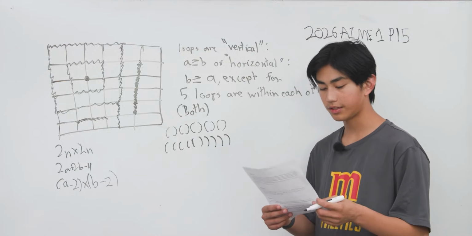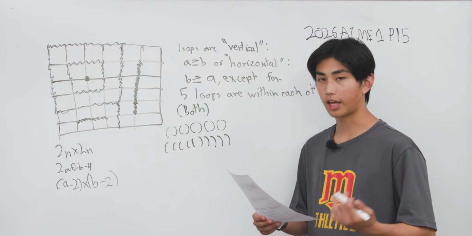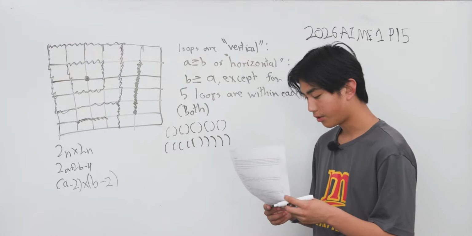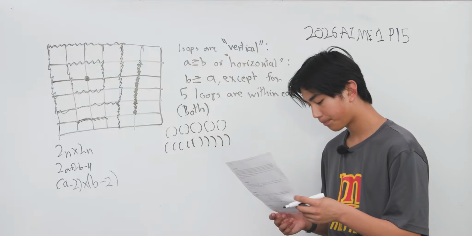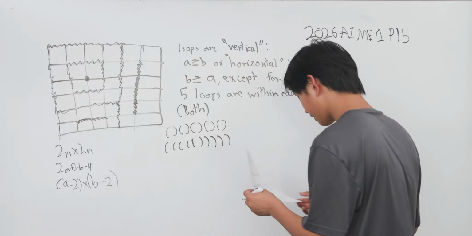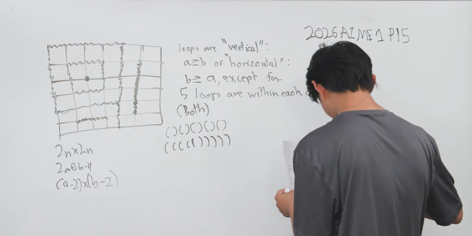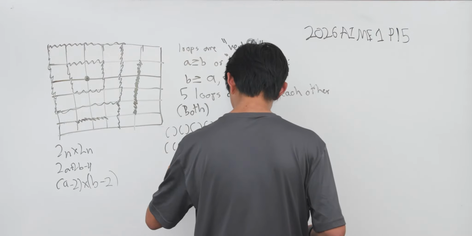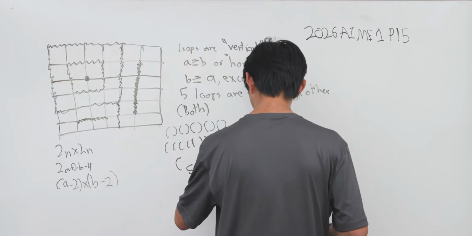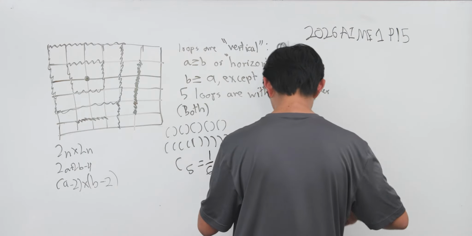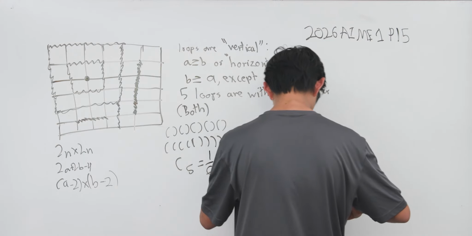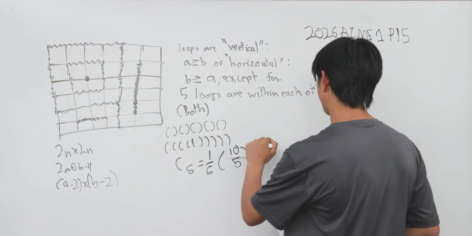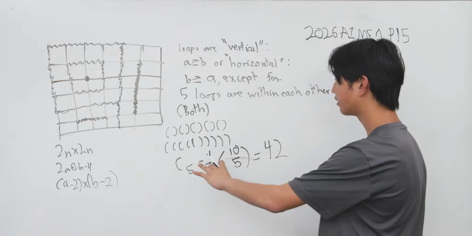So then we see that the insight for this problem is Catalan numbers. Now, the number we want to find is the 5th Catalan number because we want to partition a 10 by 10 grid of cells into 5 cell loops. So the 5th Catalan number is equal to 1 over 6 times 10 choose 5, which is equal to, when you calculate it, 42. And this is when we consider the vertical case.